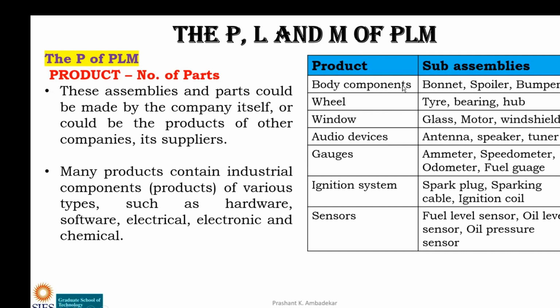See, a body component has sub assemblies like the bonnet, spoiler, and bumper. A wheel may have a tire, bearing, and hub. A window may have glass, motor, and windshield. Audio devices may have an antenna, speaker, and tuner. So these are different sub assemblies. Think about the antenna. Antenna is again a sub assembly of this. There are so many parts.